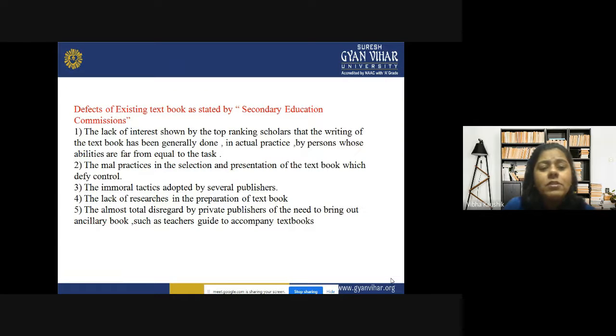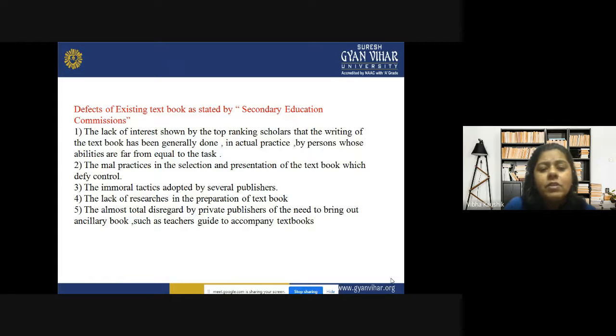Defects of existing textbooks as stated by the Secondary Education Commission. Now, what are the different defects of a textbook as stated by the Secondary Education Commission? The lack of interest shown by the top-ranking scholars, so that the writing of the textbook has been generally done in actual practice by persons whose abilities are far from equal to the task.